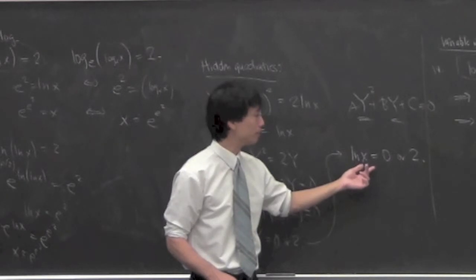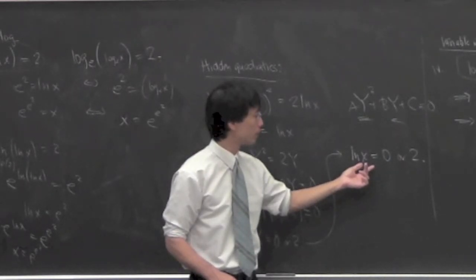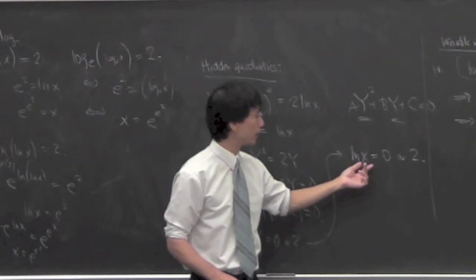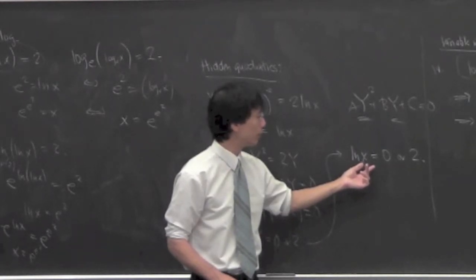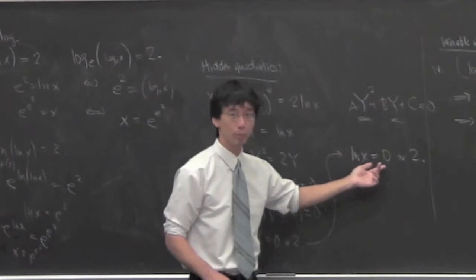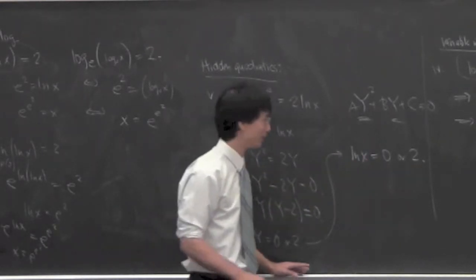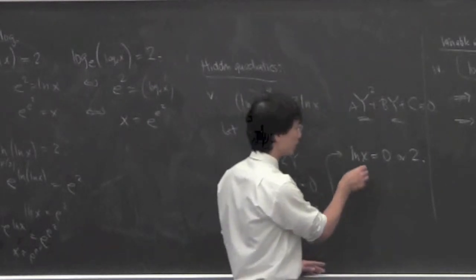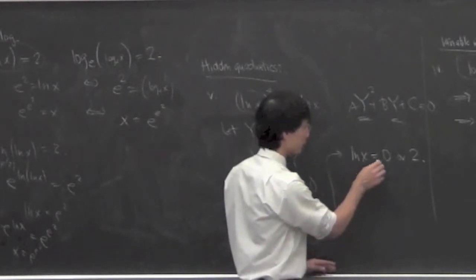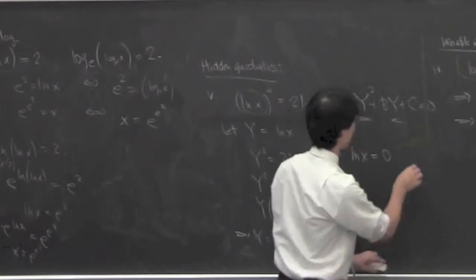Yeah. So natural log of x is 0. Well, no. Actually, it's okay. They're both good. Just use x. Yeah, no, that's fine. That's fine. Right. You hit both. So let's write it like this.